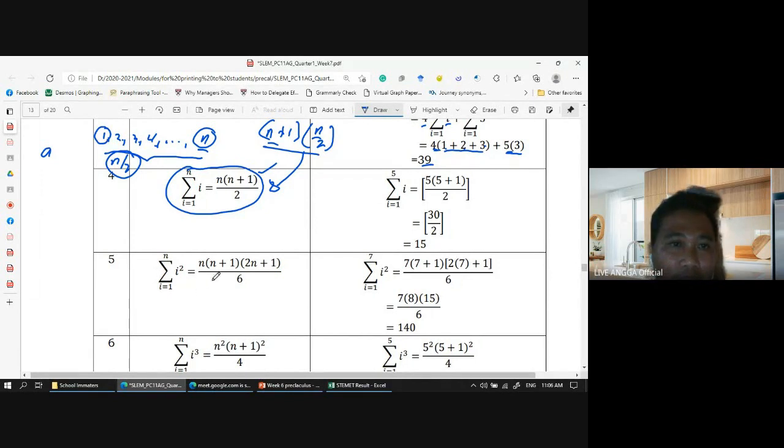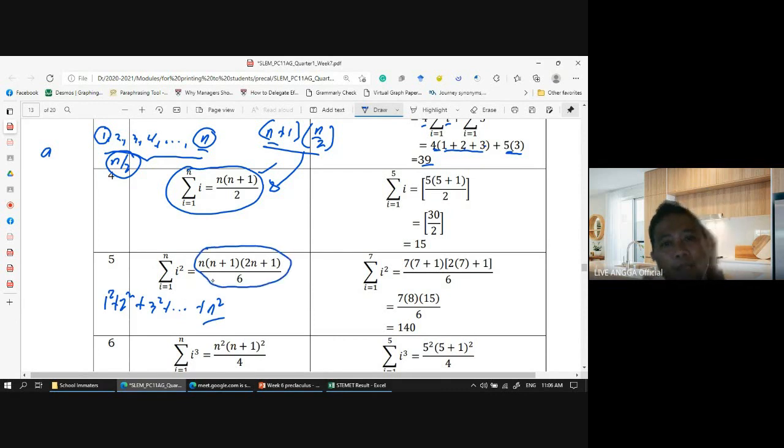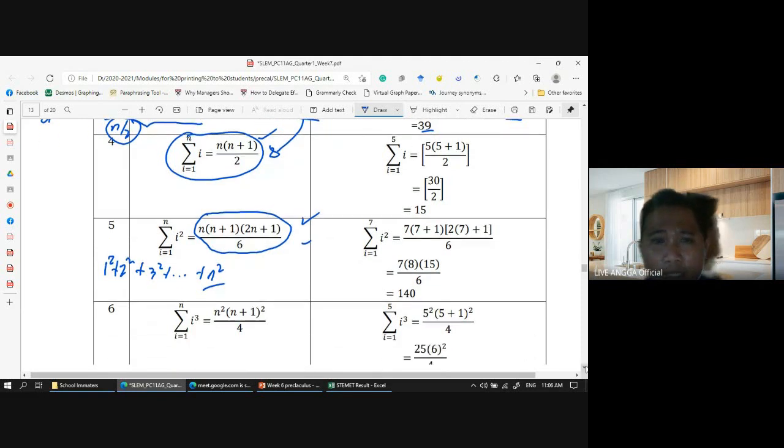Kung i squared naman, so for example, we have 1 squared plus 2 squared plus 3 squared up to n squared. This is equivalent to this, n times n plus 1 times 2n plus 1 over 6. Paano to siya magiging ma-verify? Actually, meron tayong topic sa Precalculus to prove this one. And that is Module 8, I think. Para i-prove na natin siya ito. Bakit ito yung mga formula? Actually, dali lang man siya.